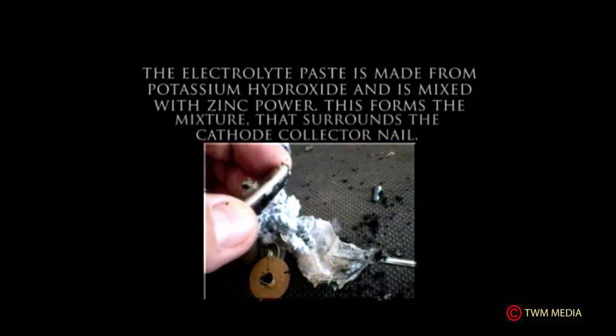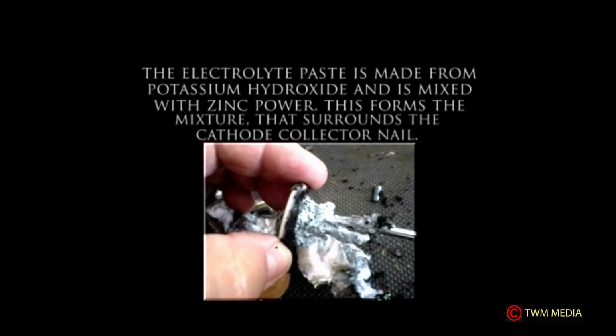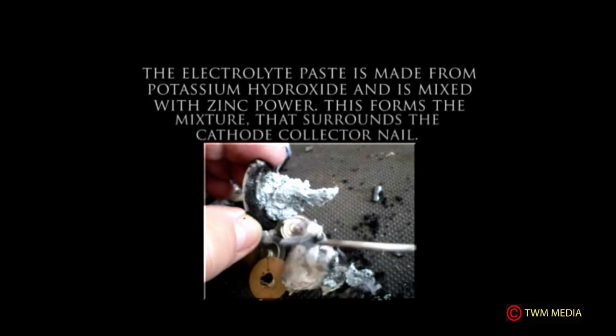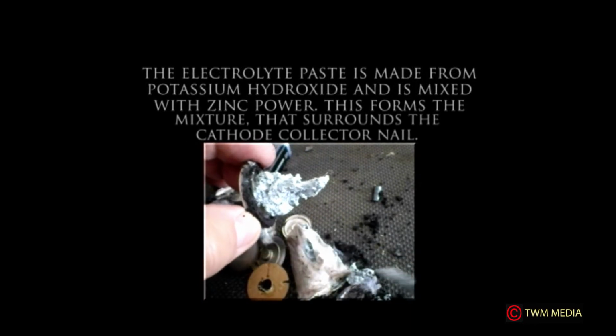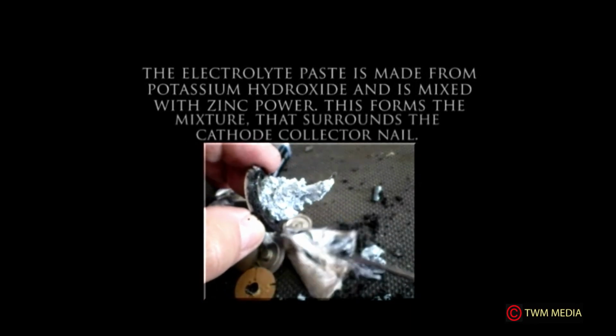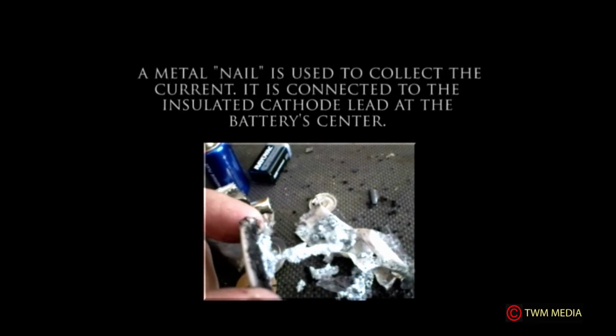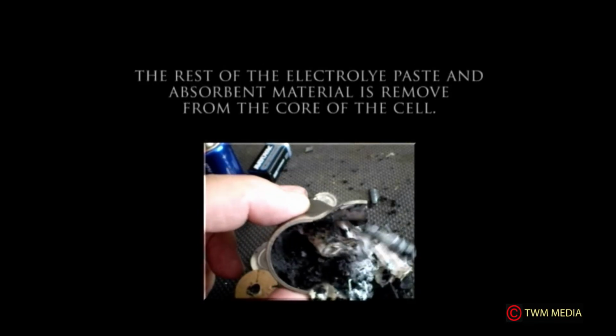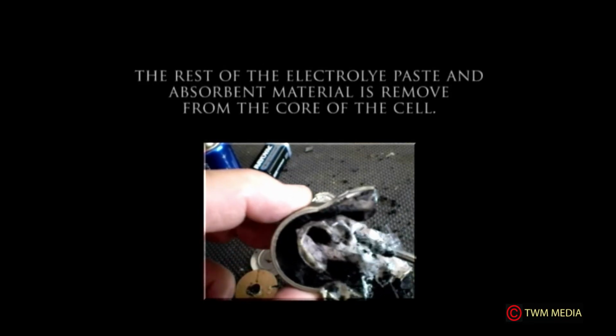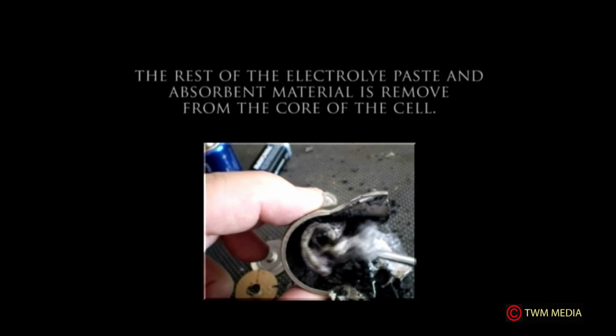The electrolyte paste is made from potassium hydroxide and is mixed with zinc powder, that surrounds the cathode collector nail. A metal nail is used to collect the current. It is connected to the insulated cathode lead at the battery center. The rest of the electrolyte paste and absorbent material is removed from the core of the cell.